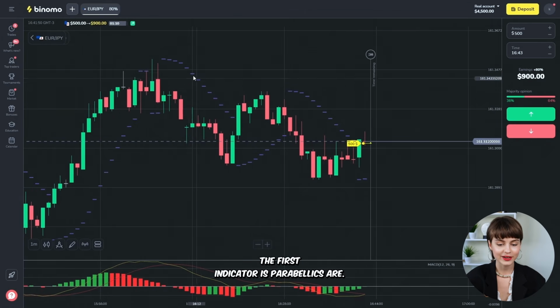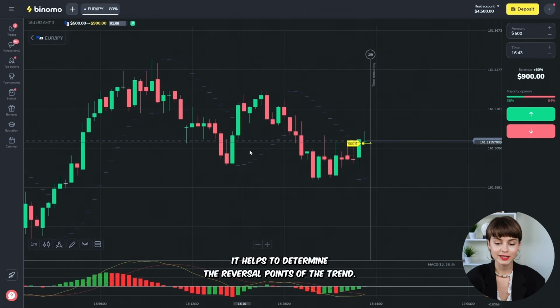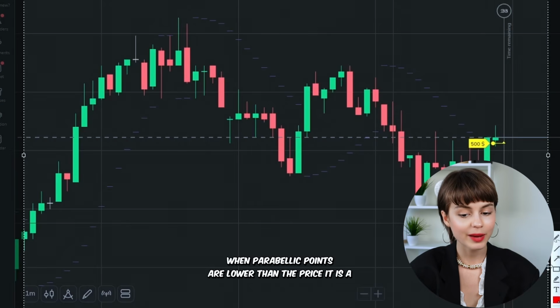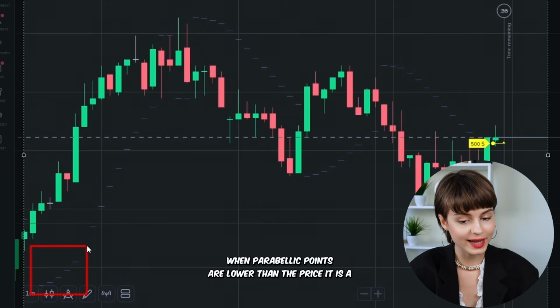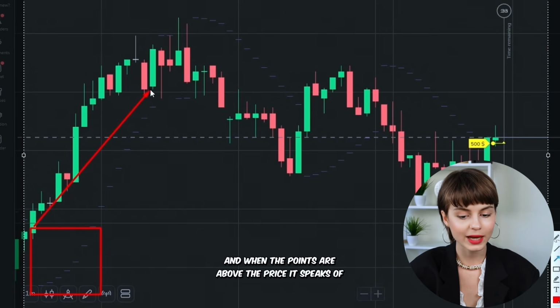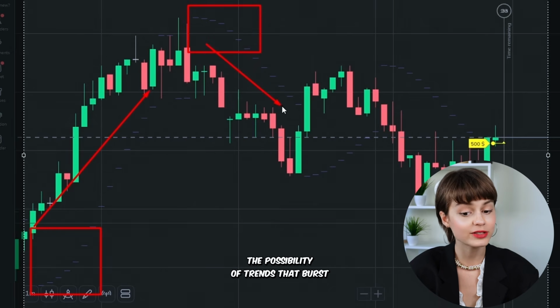The first indicator is Parabolic SAR. It helps us to determine the reversal points of the trend. It works pretty simply. When the parabolic points are lower than the price, it is a signal that the trend will likely change to growth. And when the points are above the price, it speaks of the possibility of the trend reversing down.